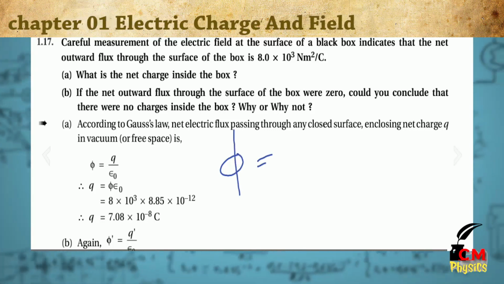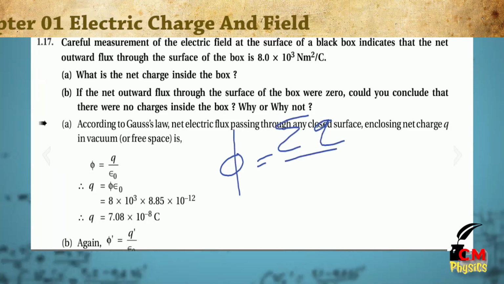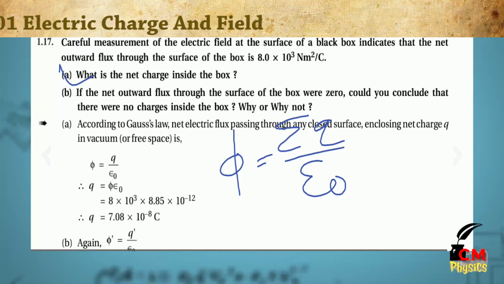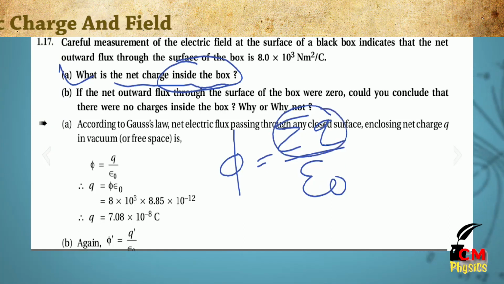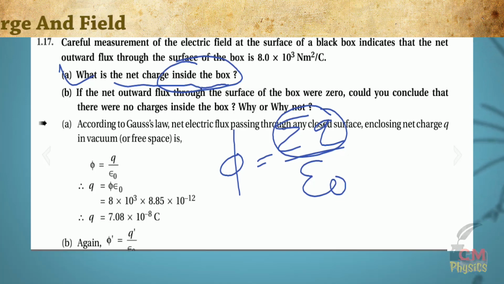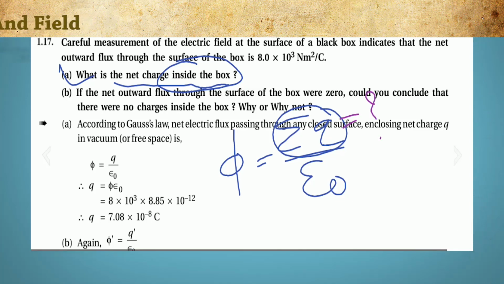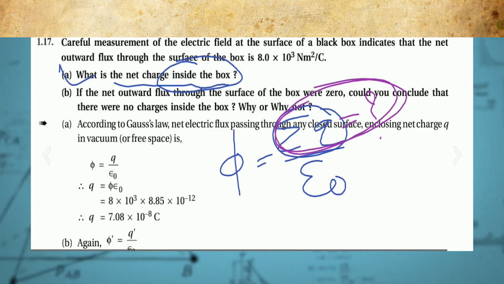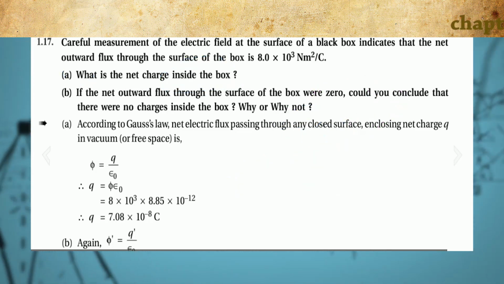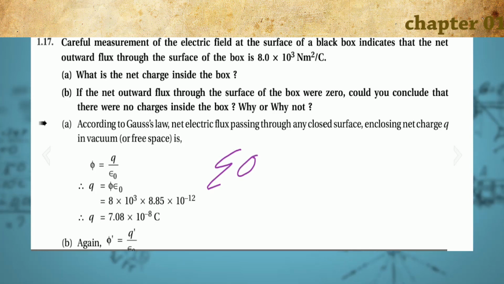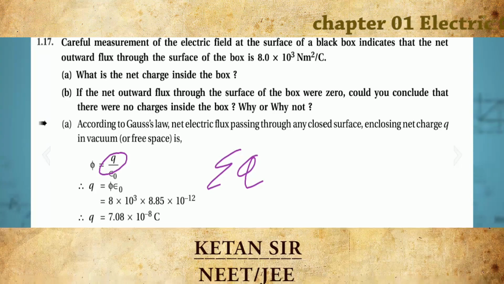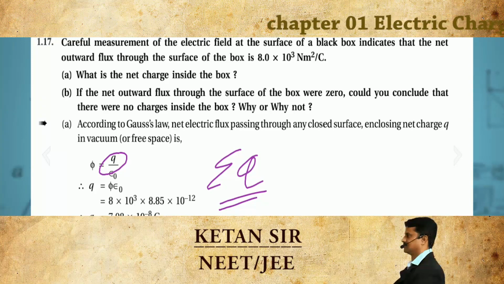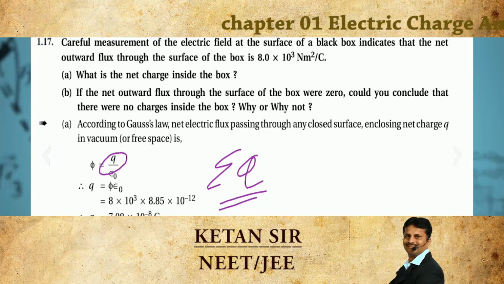The flux phi is equal to sigma q by epsilon 0. In the first part, the net charge inside the box, we want to calculate the total charge enclosed in the box. Then the formula has sigma q. Sigma q means net charge. Here we mention only q. It is sigma q, the net charge within a Gaussian surface.